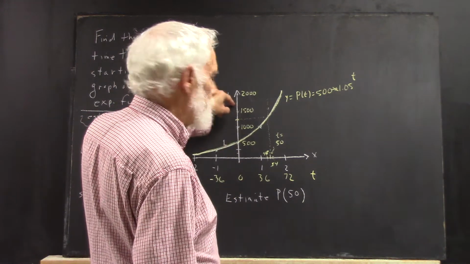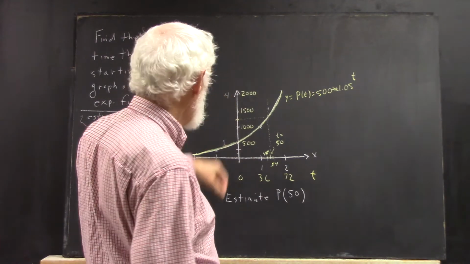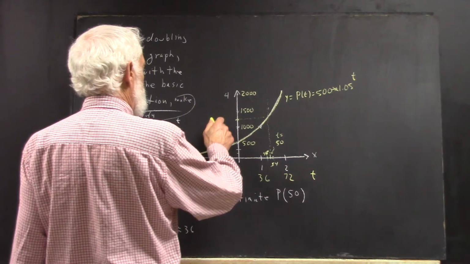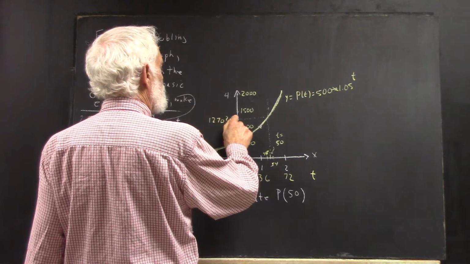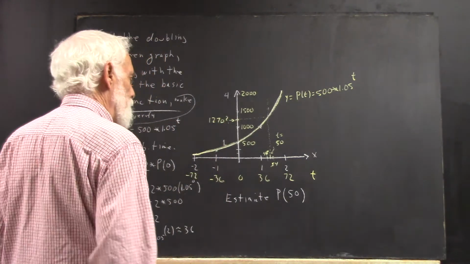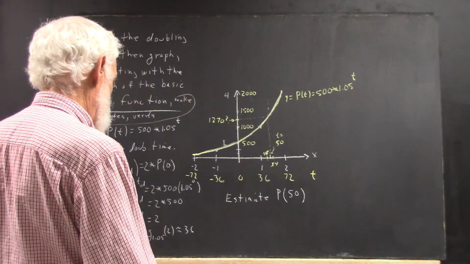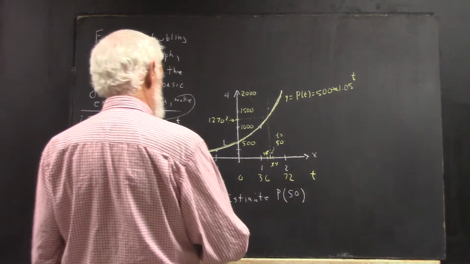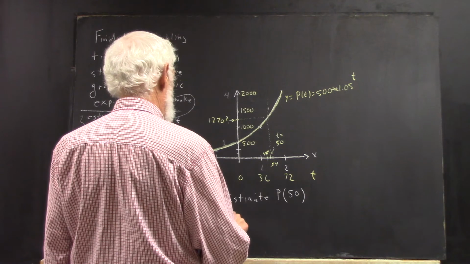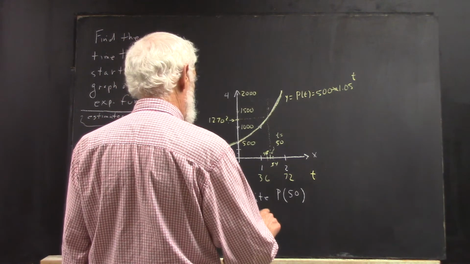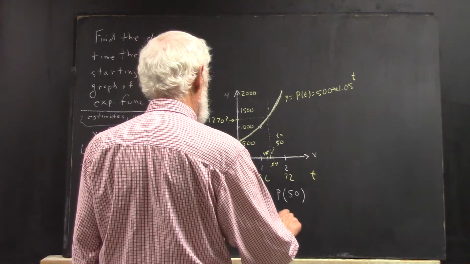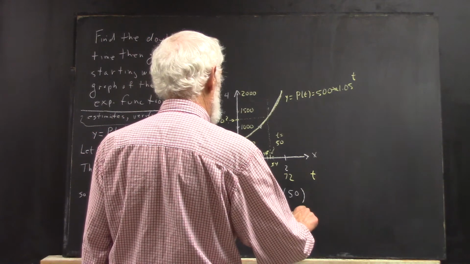Halfway between 1,000 and 1,500 would be 1,250. I think it's a little more than that. I'm going to say it's 1,270. There's my estimate, okay? So my estimate is P of 50 equals 1,270.